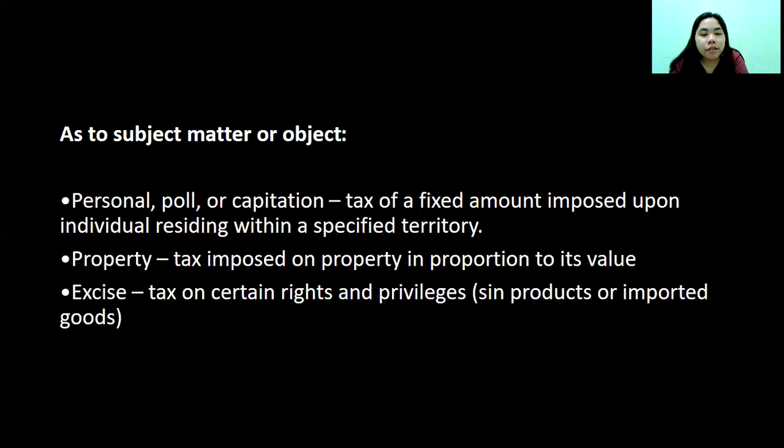Then excise tax or privilege tax is imposed on certain rights and privileges. An example of this is the tax on products or imported goods. Imported goods are expensive because of the tax, and the tax being imposed is called the excise tax. Other privileges include donor's tax and estate tax. Estate tax is imposed on the transfer of the decedent's property to its heirs. And donor's tax is the tax on the transfer of property donated by the donor to the donee. So that is an example of excise tax as to subject matter or object.